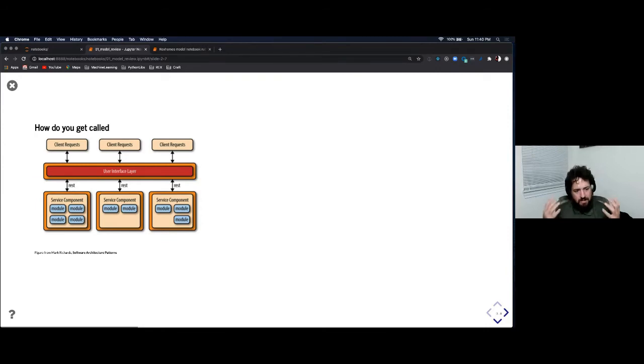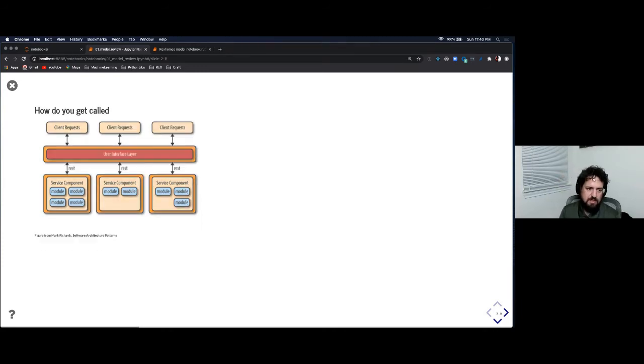So our model is going to be one of those blue modules in there because we're definitely not the user interface layer. We're definitely not all the components. So straight off, our model is going to be wrapped up, and we're going to be at least 3 layers away from the actual client request.